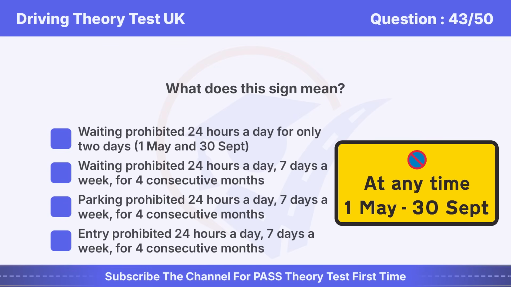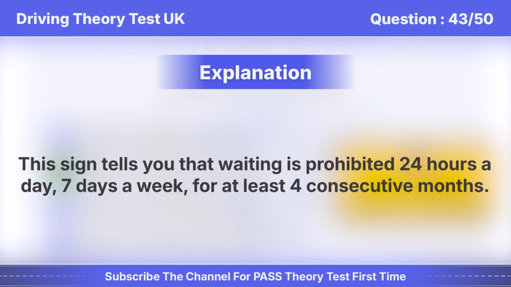Question 43. What does this sign mean? Answer is B. Waiting prohibited 24 hours a day, 7 days a week, for 4 consecutive months. This sign tells you that waiting is prohibited 24 hours a day, 7 days a week, for at least 4 consecutive months.